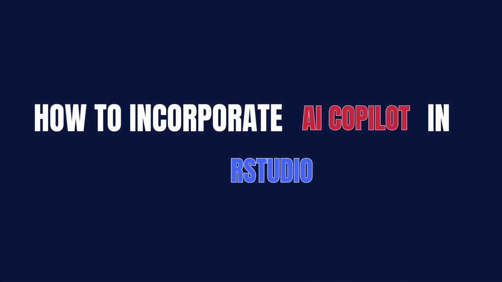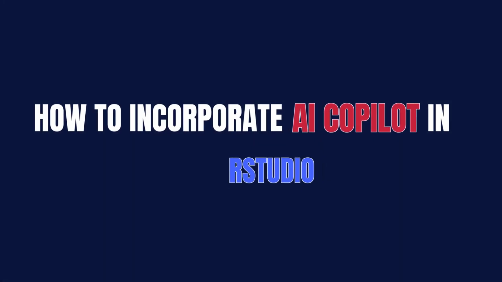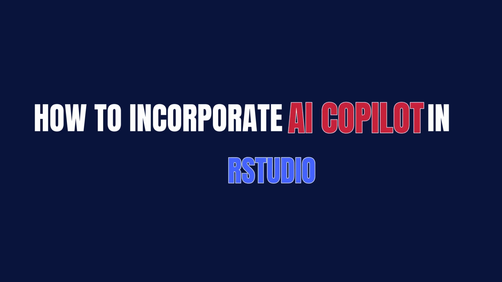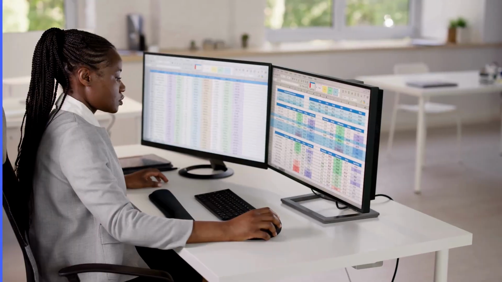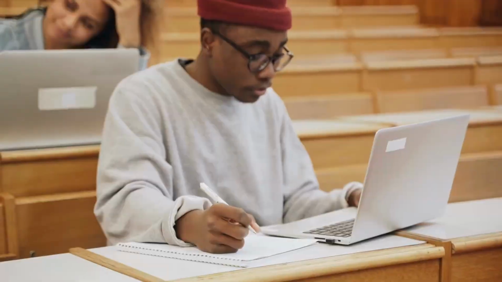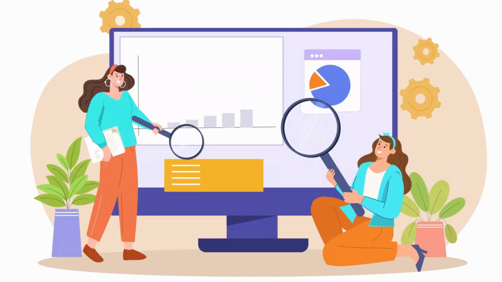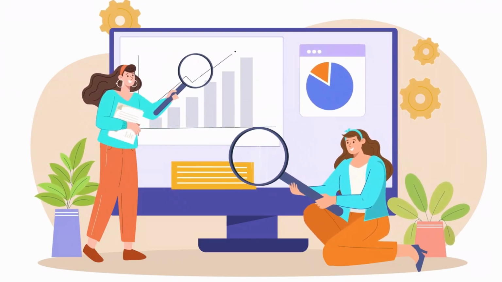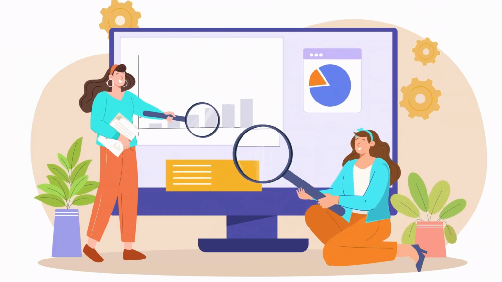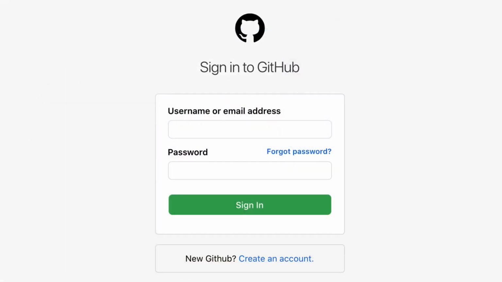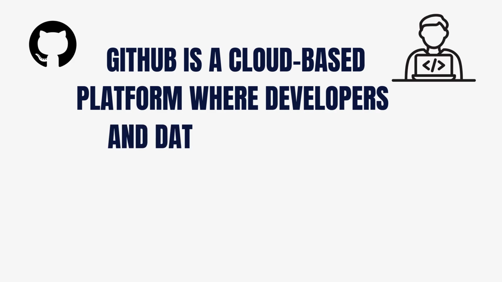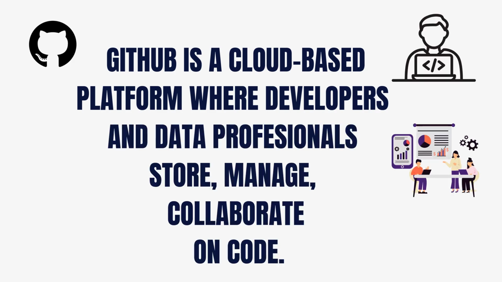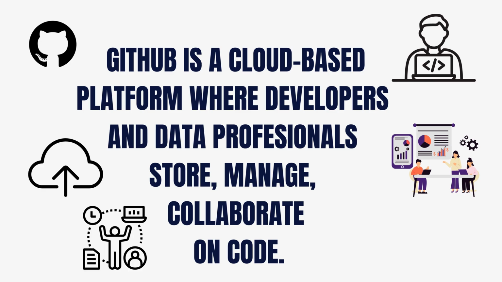In today's video, I'm going to be showing you how to incorporate AI Copilot in RStudio. As we know, RStudio is an application that is being used by business analysts, researchers, and even students to analyze data and draw meaningful data-driven conclusions. To do this, you will need a GitHub account because the Copilot runs through GitHub. Now, GitHub is a cloud-based platform where developers and data professionals store, manage, and collaborate on code.